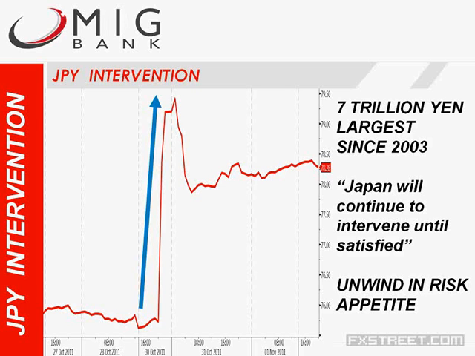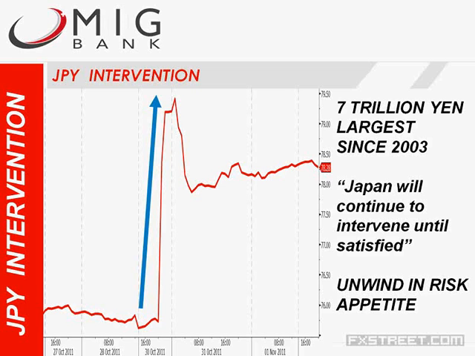So people have been buying the Japanese yen, partly looking for that safe haven trade and partly just on the back of short-term speculation. Now, this intervention that happened last Sunday, 7 trillion yen worth of intervention by the Ministry of Finance in Japan, of course, did trigger a further unwind in risk appetite.